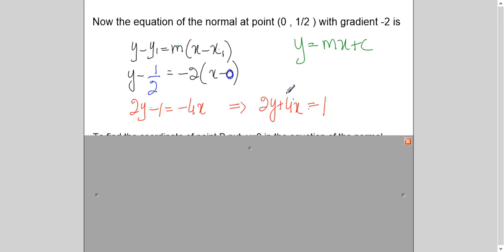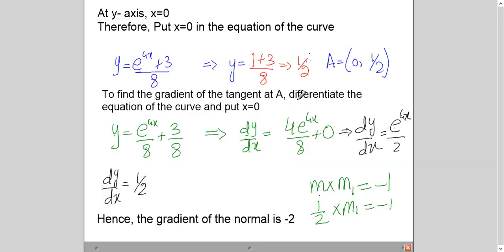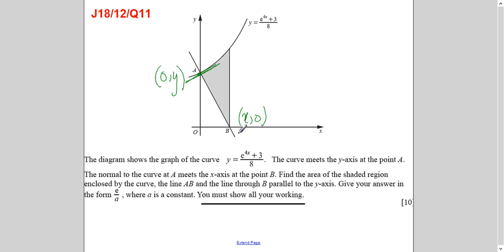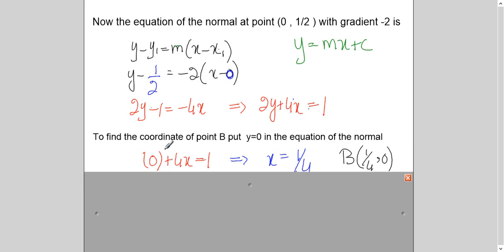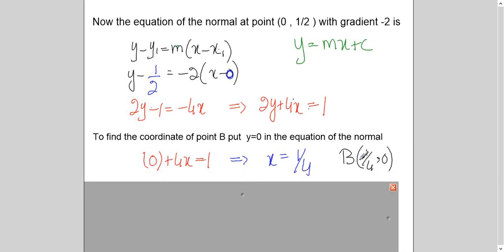Now this normal to the curve is passing through the x-axis. So in the equation of the normal, I will put y equals 0 to get this x coordinate. So I will put y equals 0 here, and I got x equals quarter. So my point B is quarter comma 0.